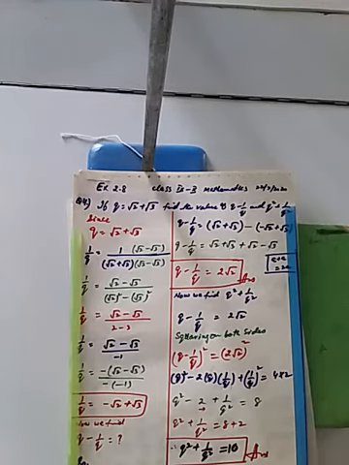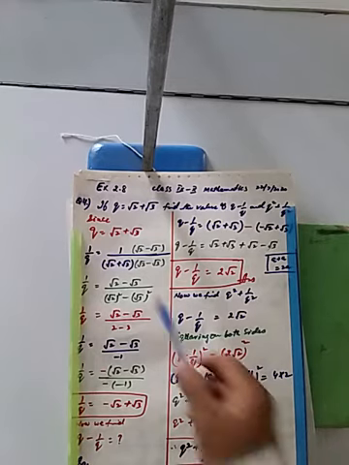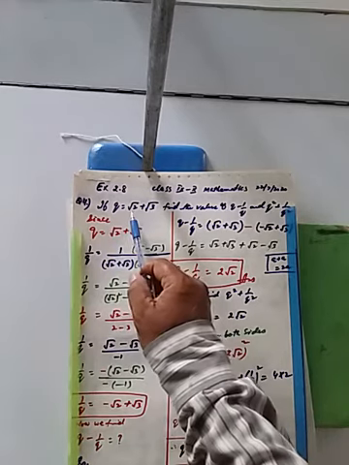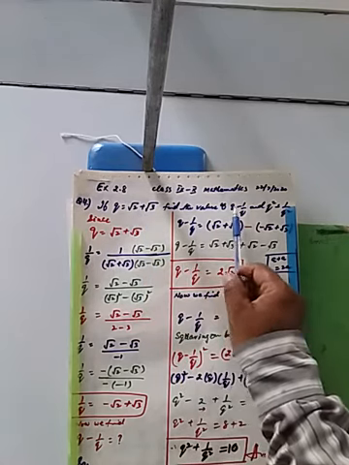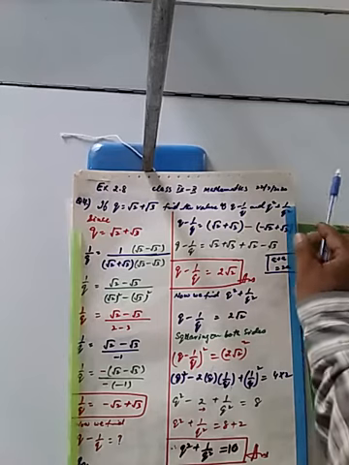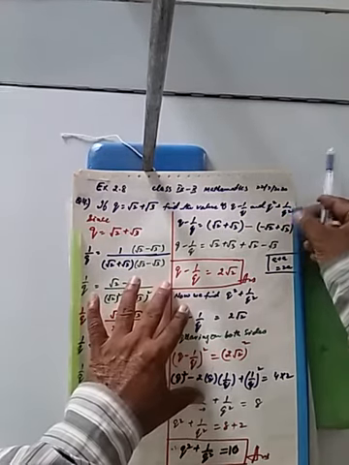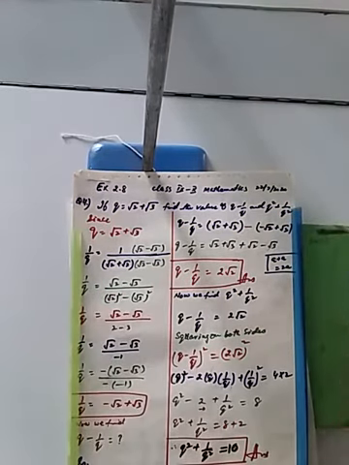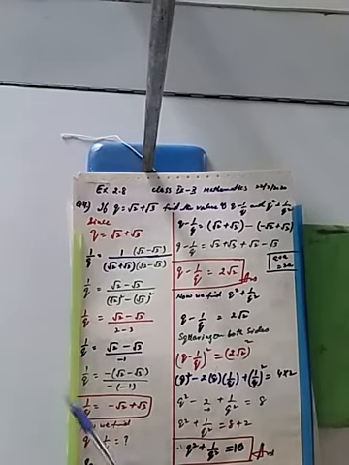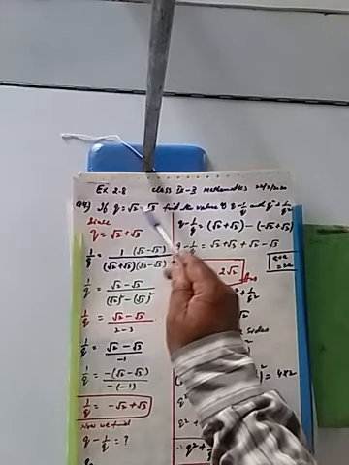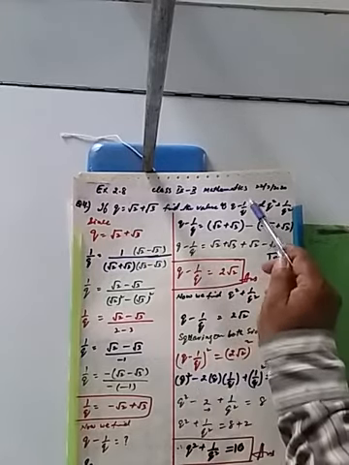Student, the next question of exercise 2.8, question number 4. If q is equal to √2 + √3, find the value of q − 1/q and q² + 1/q². So firstly we have to find the value of 1/q.